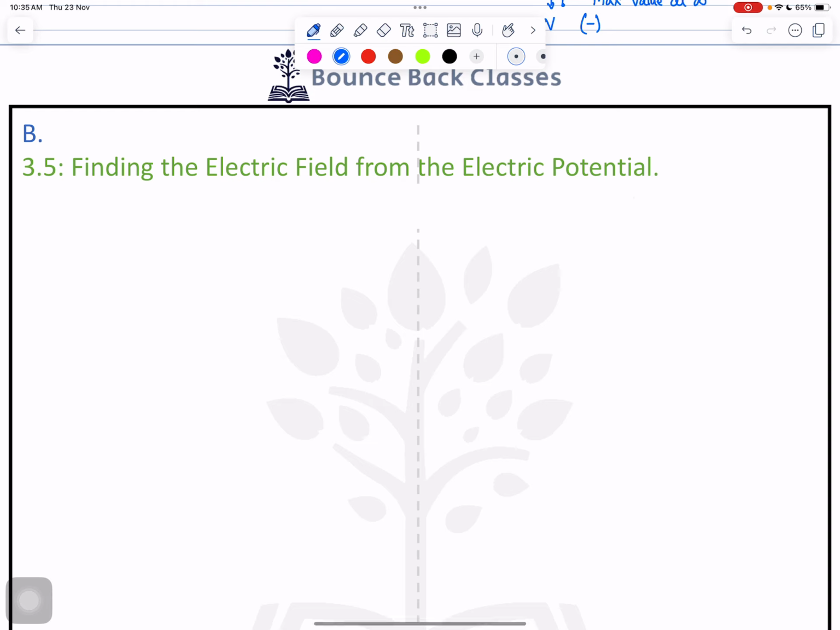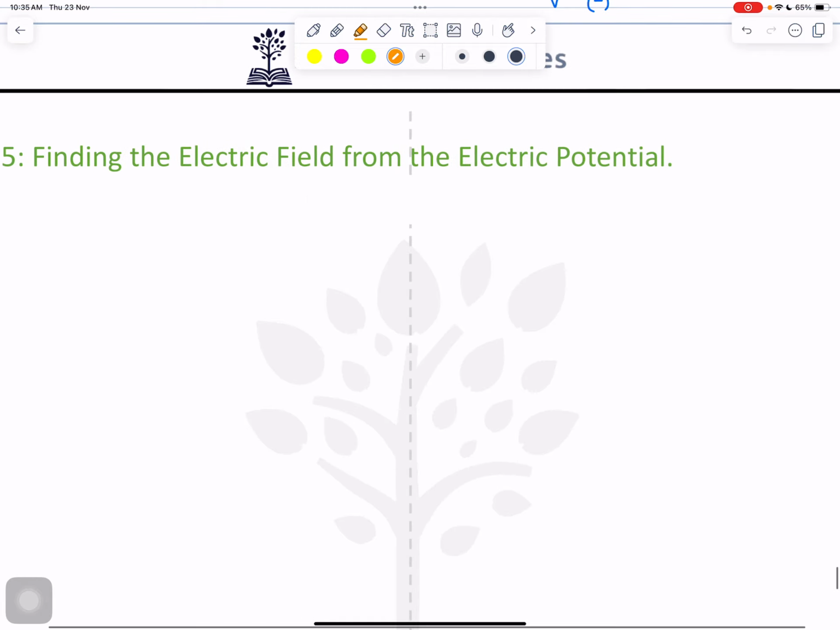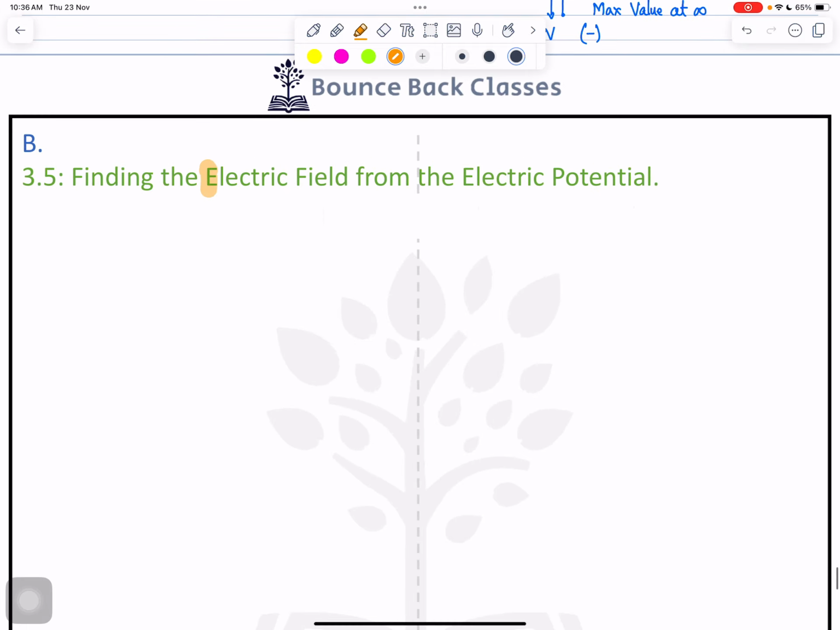Okay, so what exactly do we have? Finding the electric field. We need to find the electric field with the help of electric potential. We need to use all these things. Let's see. We have a simple formula for work done, from grade 11, you know this thing.